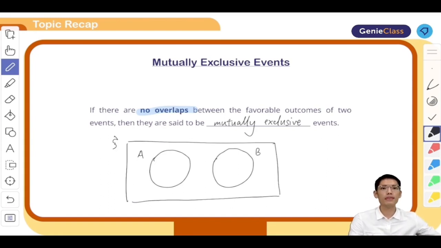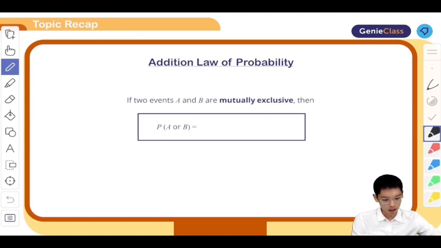Now with regards to mutually exclusive, there is a particular rule which we can apply. This rule is what we know as your addition rule. So how do we apply it? Again, we can go to an example. If they are mutually exclusive, I actually sum both of the probabilities.